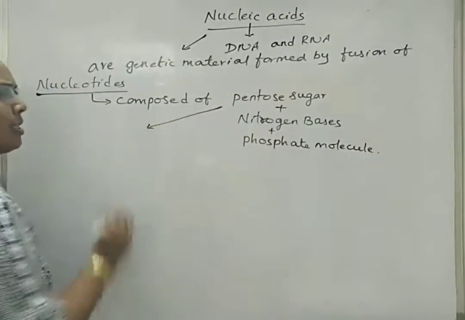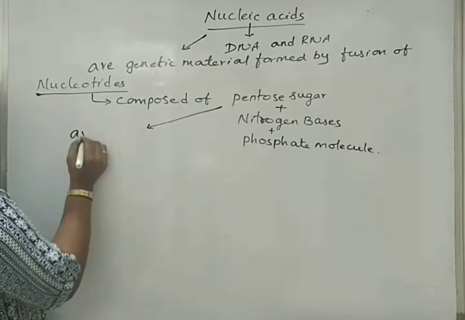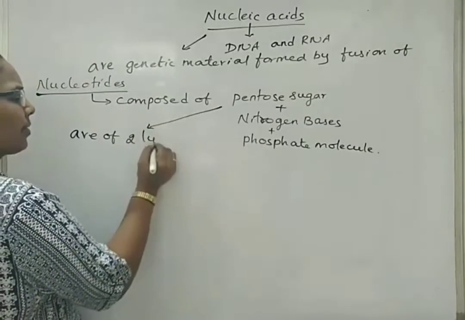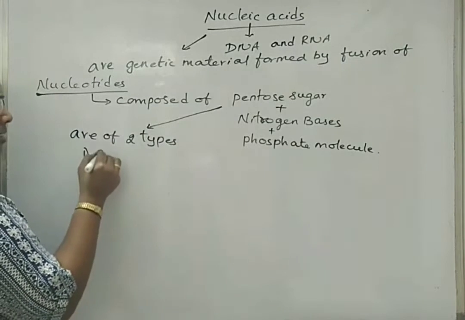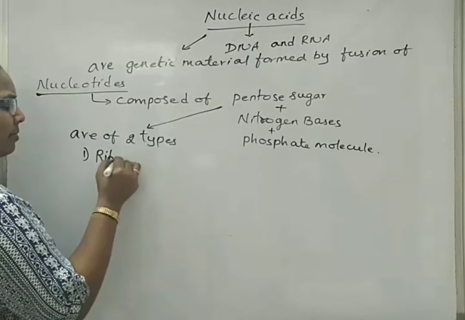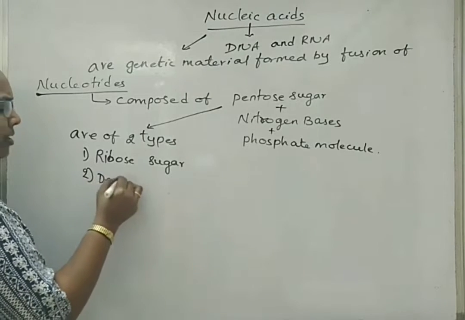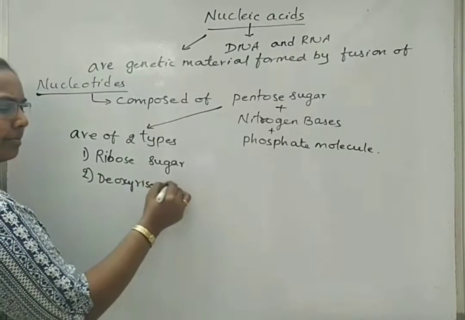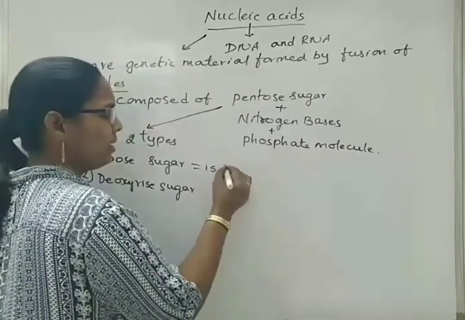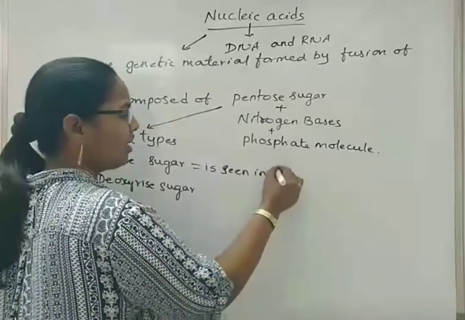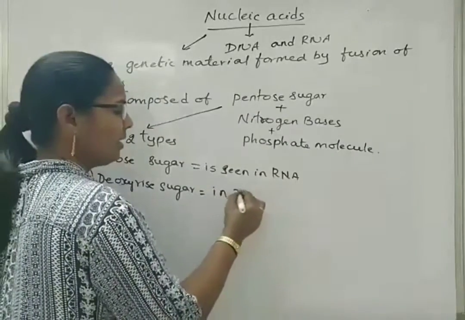What type of pentose sugars are involved in nucleotides or nucleic acids? Pentose sugars are of two types. In the previous carbohydrates topic we have discussed them. One is ribose sugar, the second one is deoxyribose sugar. Ribose sugar is seen in RNA. Deoxyribose sugar is in DNA.